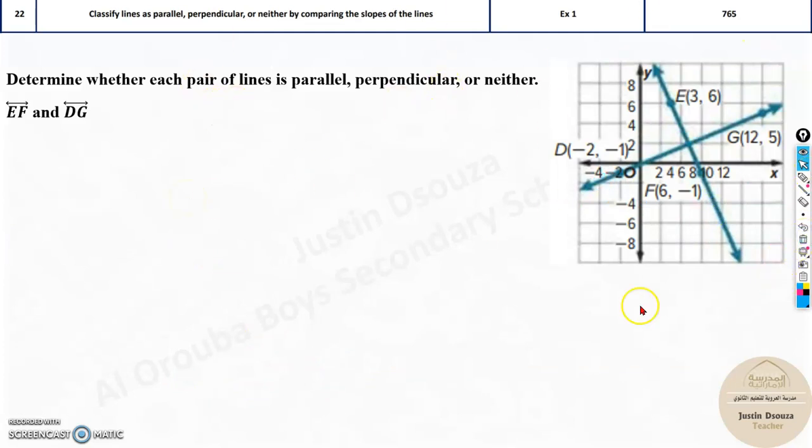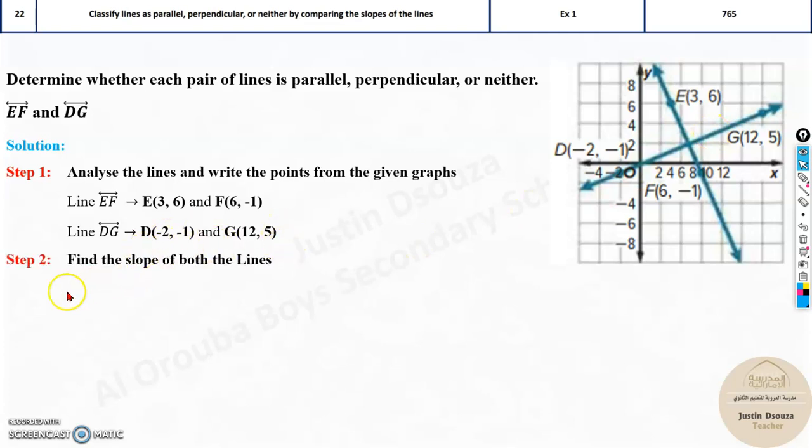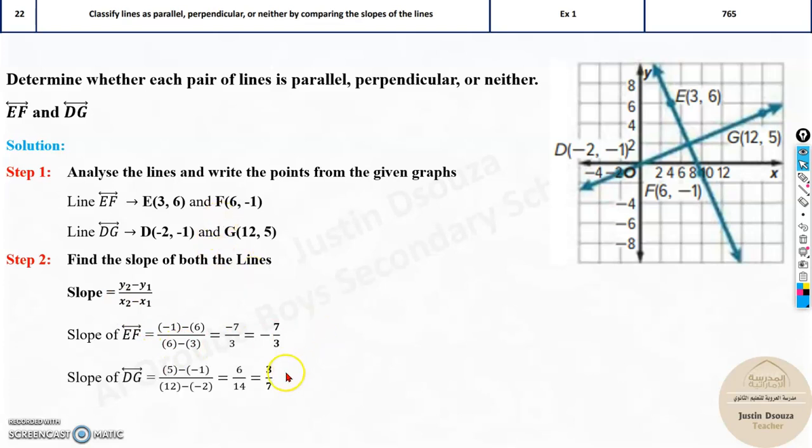Similar type. Figure is given. Over here, the coordinates are there. Choose the points. In the line EF, you have taken the points. E is the first x1, y1. F is x2, y2. And then for line DG, similarly take the points. And now find the slopes using this slope formula, that is y2 minus y1 divided by x2 minus x1. Substitute and solve. Again, substitute and solve.